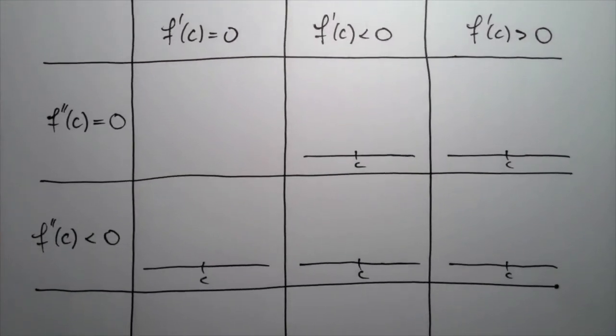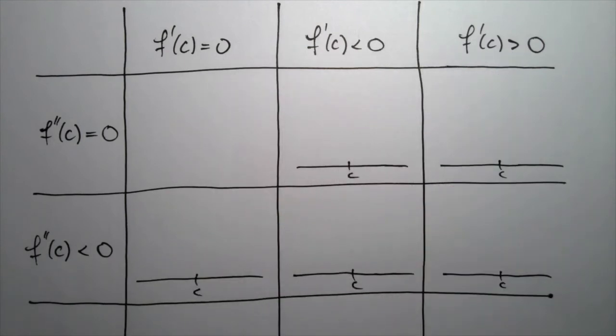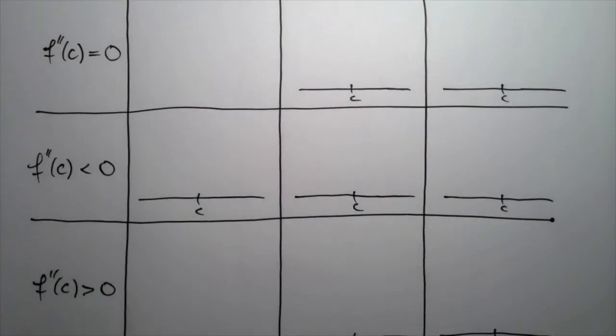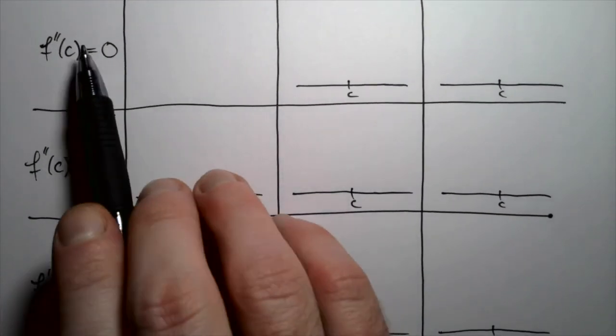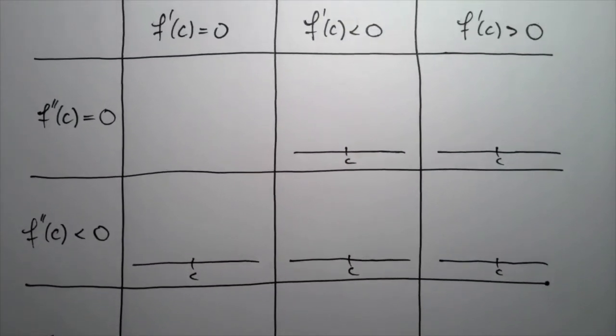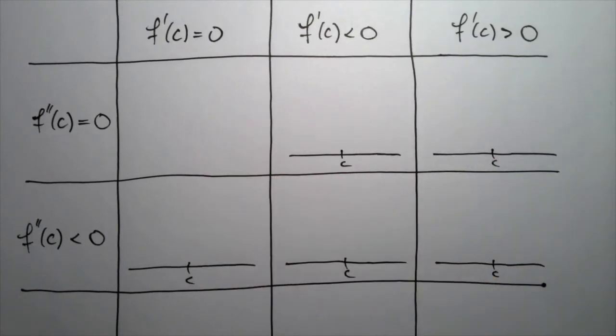Okay, check it out. So along the top we have the 3 possibilities. First derivative is 0, negative, or positive. And then along in the vertical direction we have the 3 possibilities. Second derivative is 0, negative, or positive. And we're just going to go through one by one and figure out what's going on. Okay, the first square, that's where the first derivative is 0 and the second derivative is 0.